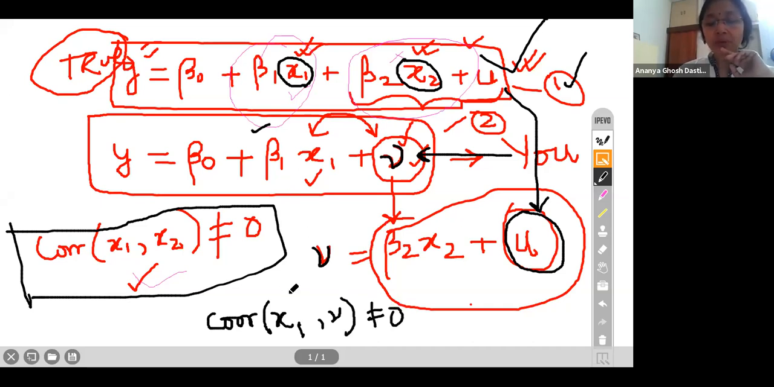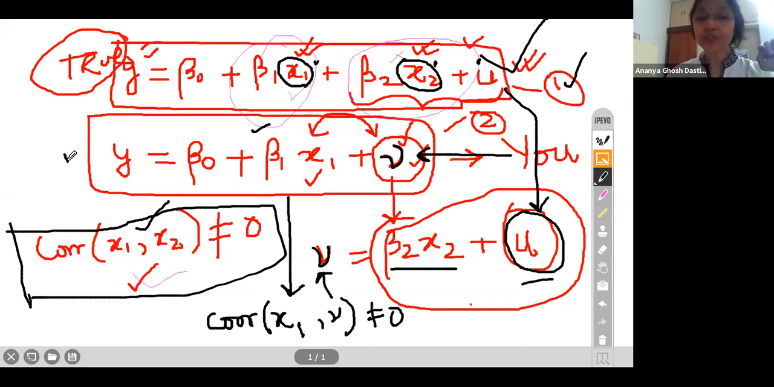Why is the correlation not zero? It is because x1 and x2 are correlated, and nu is actually beta 2 x2, which you have left out of your model, plus u. So the correlation between x1 and u is zero. x1 and u, these two are uncorrelated, surely. x2 is uncorrelated with u.